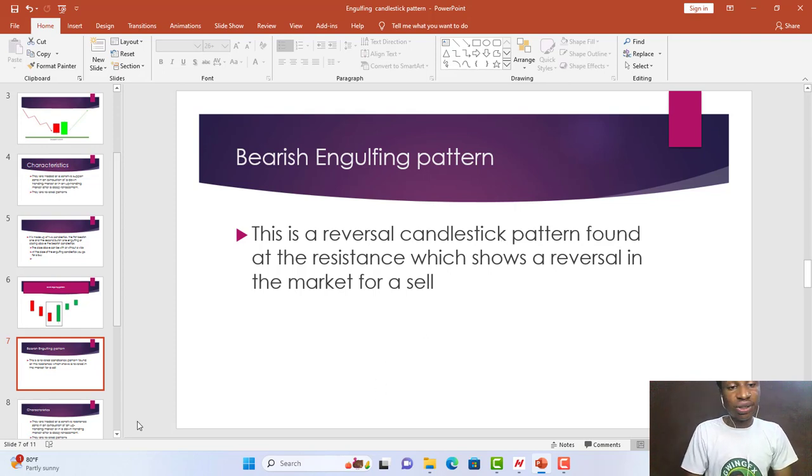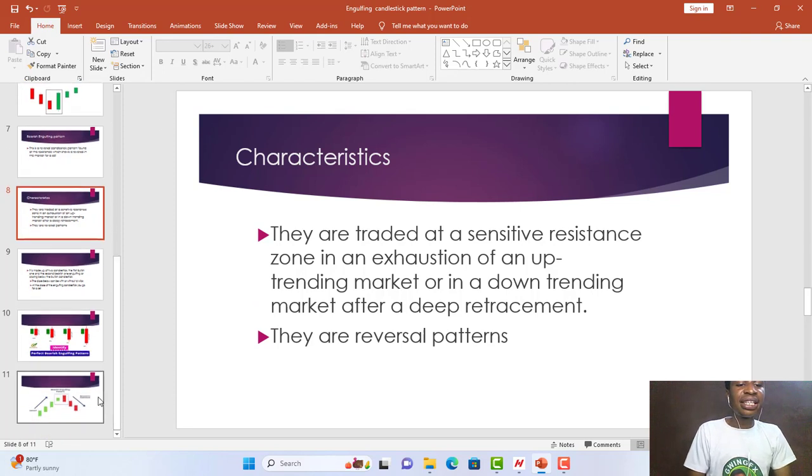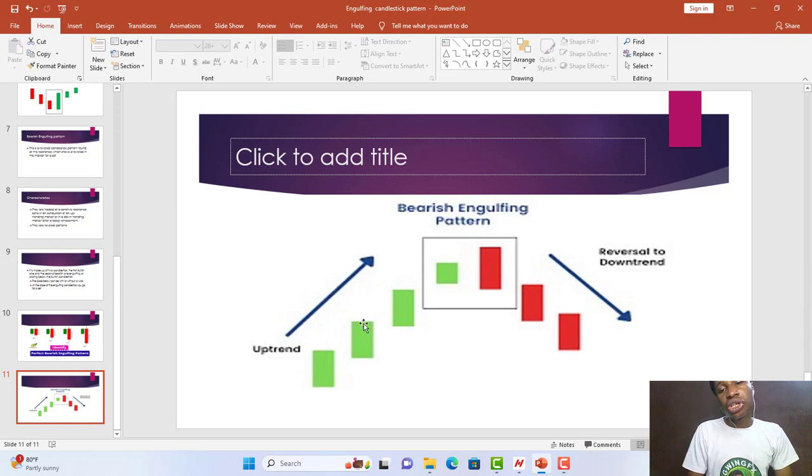You see the market going for a sell and selling and selling. The sell is high. So these are the characteristics, right? They are traded at a sensitive resistance zone at the exhaustion of an uptrending market. You see the market buying, buying, buying. By the time this trend is about to reverse, you see this closing below.